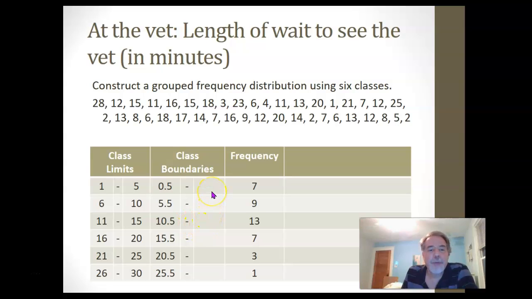And what about the upper boundaries? What's the upper boundary of the first class? Well, it's the same as the lower boundary of the second class. It's 5.5. And then the rest of those upper boundaries, 10.5, 15.5, 20.5, 25.5, and what's the last one? 30.5.